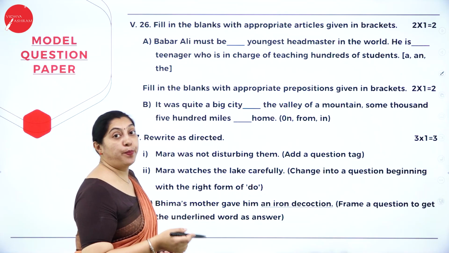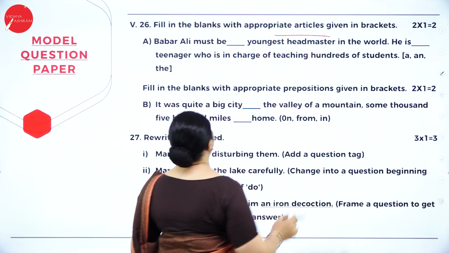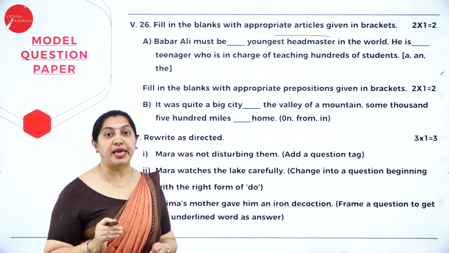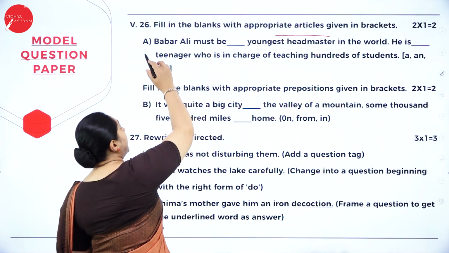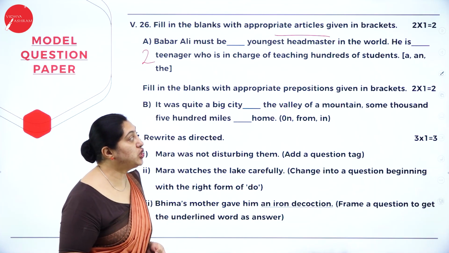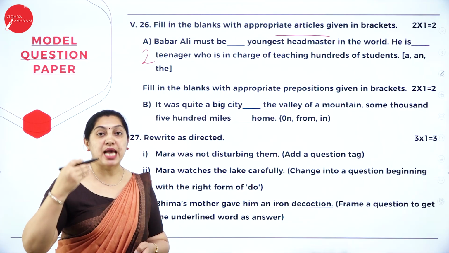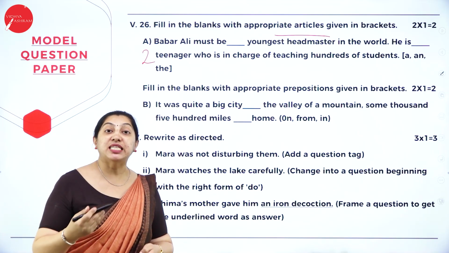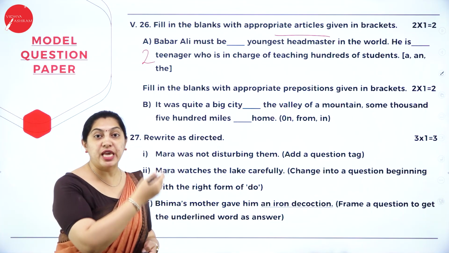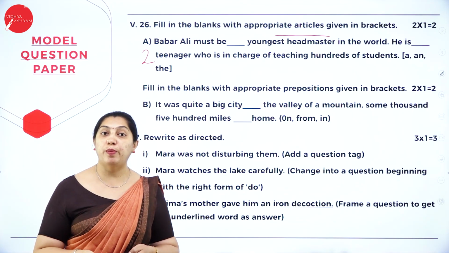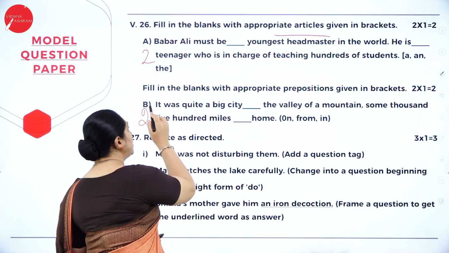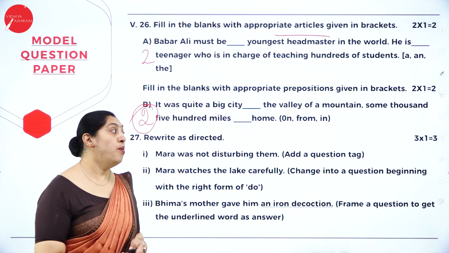Next, question number 26. Fill in the blanks with appropriate articles in the brackets given. So you know what articles are? There are 2 blanks. Each blank carries 1 mark. So put together it is for 2 marks. Next, fill in the blanks with appropriate prepositions given in the bracket. All these things, articles, prepositions, you have already learned, the same thing you have learned in your first PUC. Make sure that you read the textbook for this kind of grammar because the questions will be picked from the chapters itself. There are 2 blanks. Each blank carries 1 mark. So put together, this question is for 2 marks.